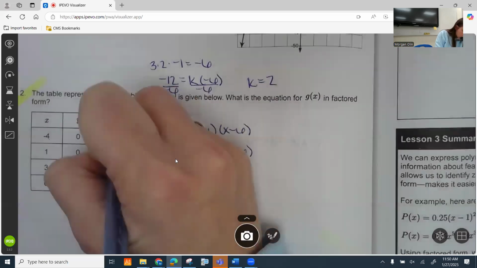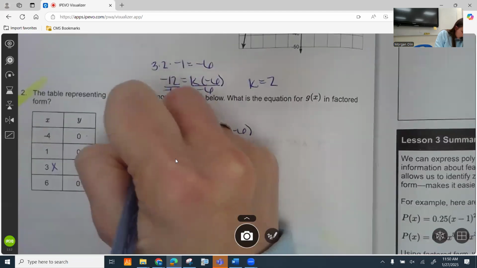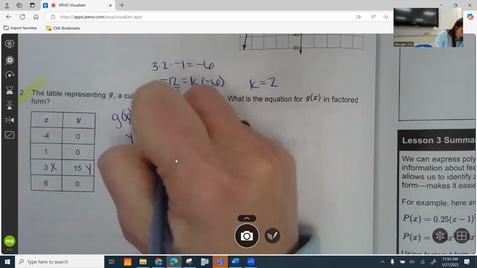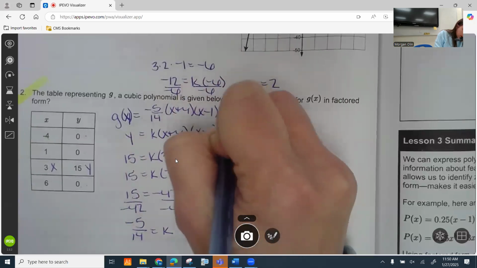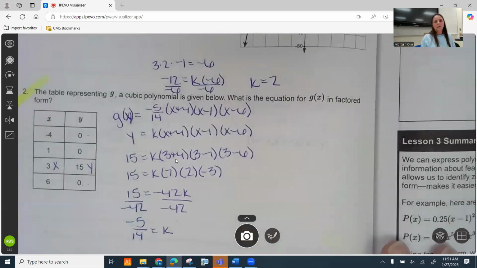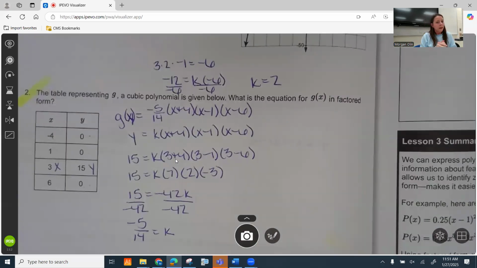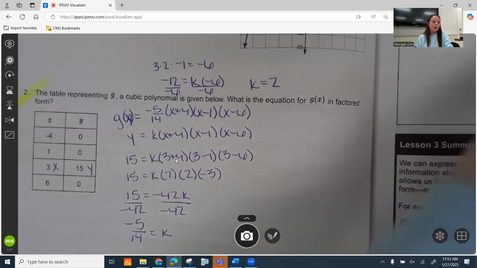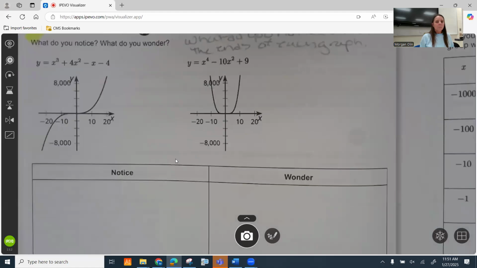So our equation, we'll call this g of x because that's what they said, is -5/14, kind of an ugly number, x plus 4, x minus 1, and x minus 6. All right, so we can write the equation for that and even come up with the K value for it. All right, now we're going to move right along. Let's look at a couple more things.